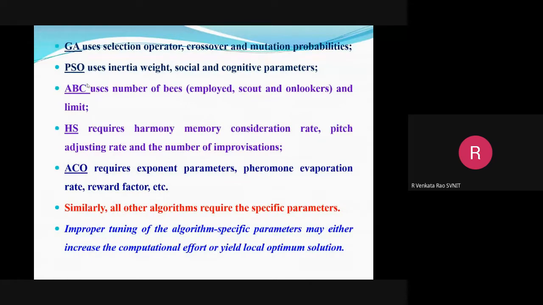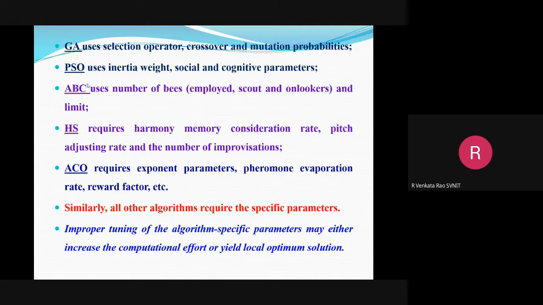Doing all these, finally we have to find out which combination of population size, number of iterations, inertia weight, social parameter, cognitive parameter gives us the best value of the objective function. And a lot of effort is required. It itself is becoming one optimization problem. Finding out the optimum parameters of the algorithm is becoming itself an optimization problem. Why should the decision maker or designer be burdened with this?